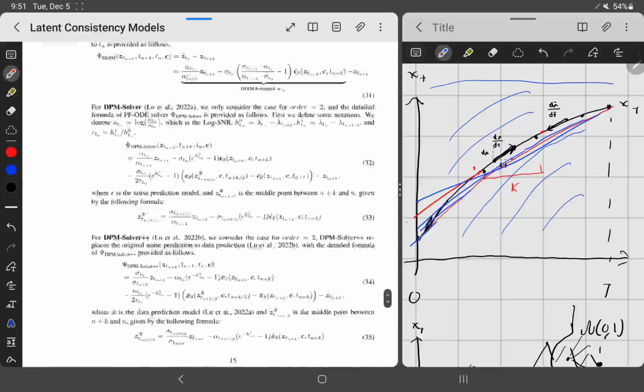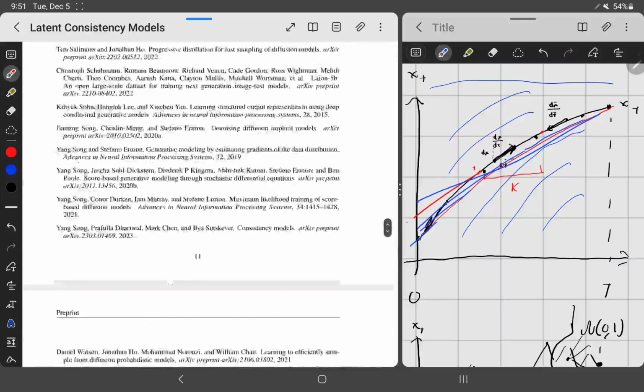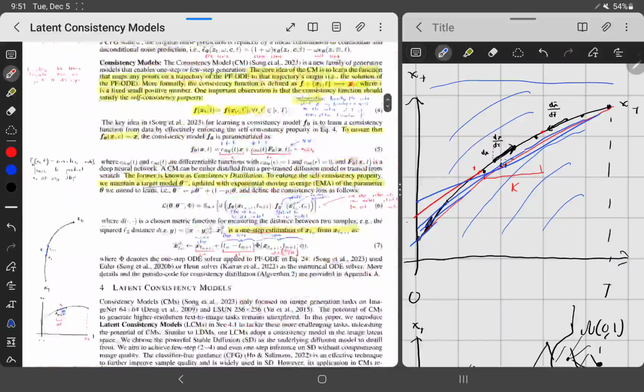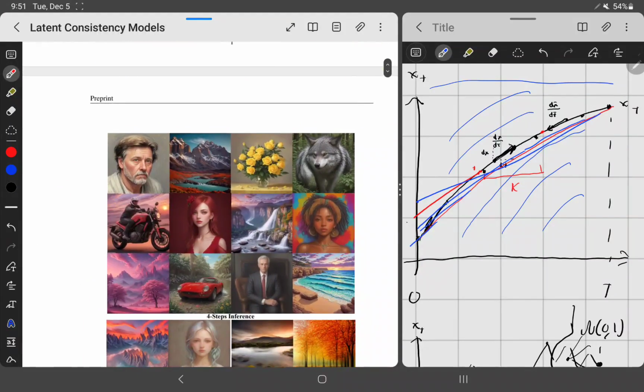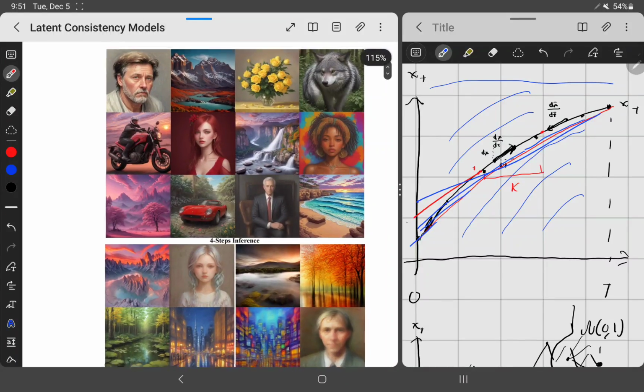And yeah, that's basically the paper. You're just kind of averaging your trajectories, and that's what you end up with. You end up with a model that can take a step and get some pretty good results.